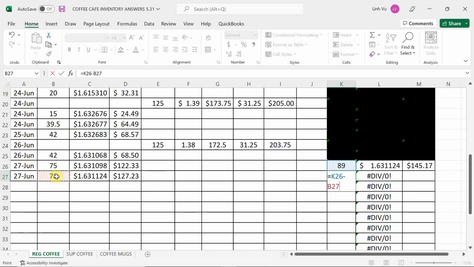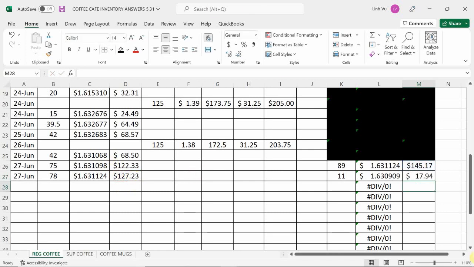For $17.94. And then yes, so the new unit price is 1.630909.